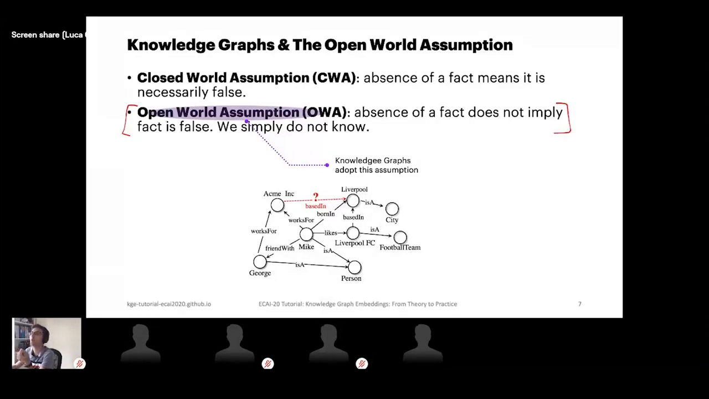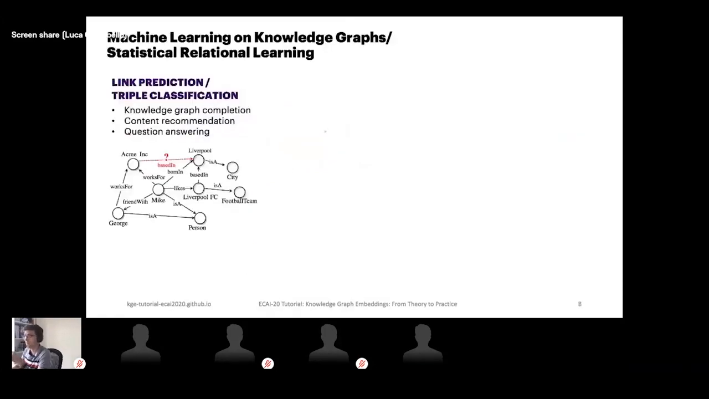What is the open world assumption? It's an assumption that says that if a fact is not in the knowledge graph, it's not necessarily false, right? We simply don't know whether it's false or not. Like in the example here, we know that Acme Inc. is the workplace of George. This is a true fact. But do we know if Acme Inc. is based in Liverpool, right? Do we know that? We don't. That doesn't necessarily mean that the absence of a fact means that fact is false in this context. There are contexts where this is what happens, not in knowledge graphs. Now, this is important to remember, as you'll see later on.